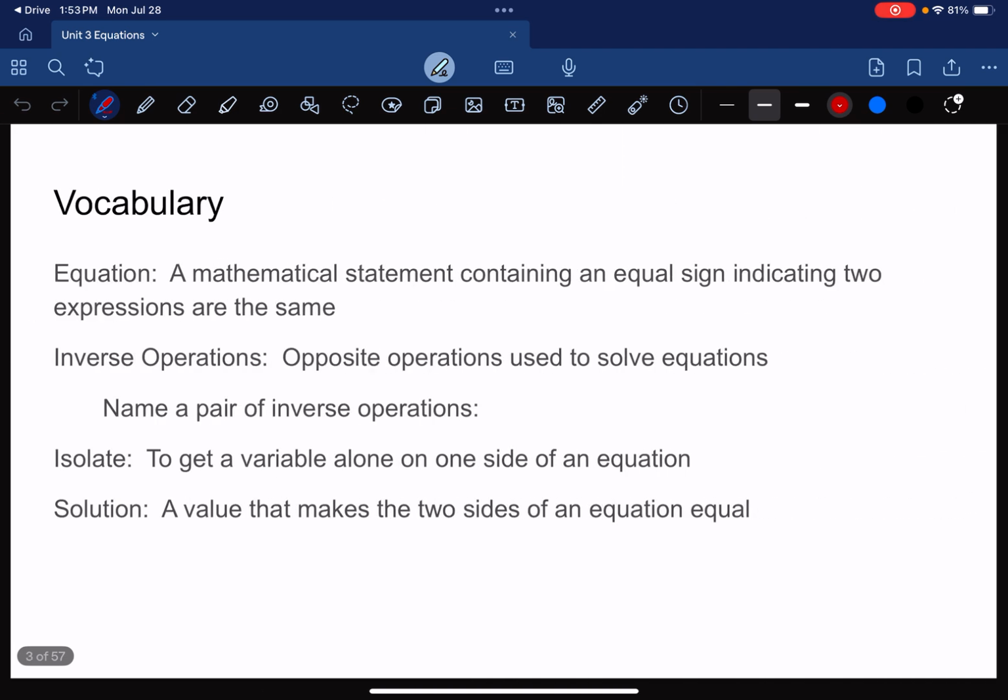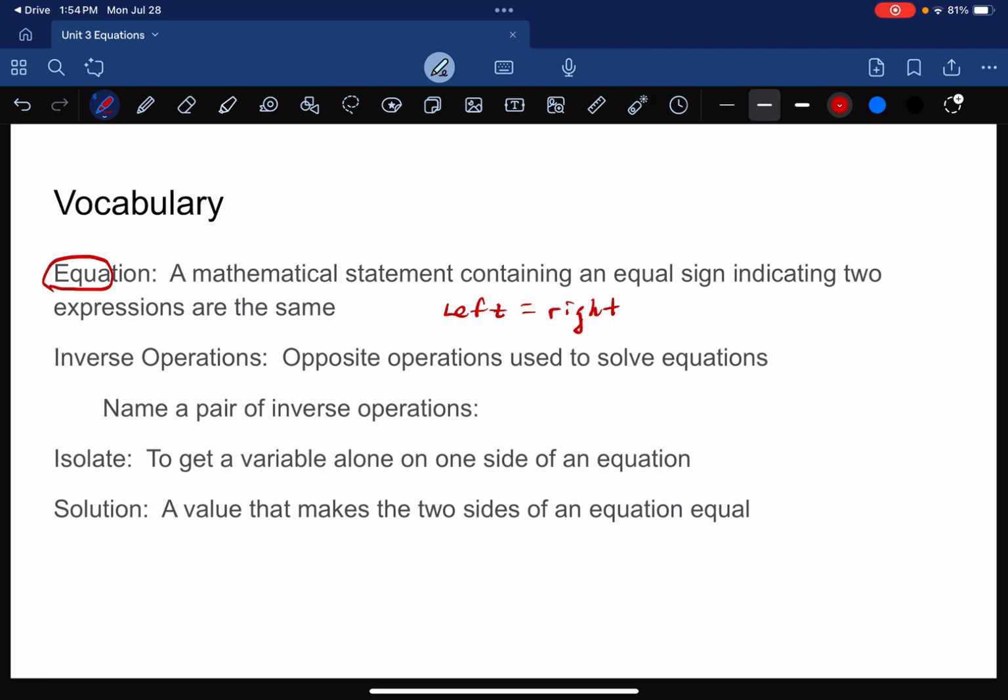Okay, so vocabulary, as we always have, we need to know what we're talking about. When you hear words, it's nice to know what they mean. Otherwise, you probably struggle. So an equation is just a mathematical statement. It's going to have an equal sign in it. It almost has the word equal, it's got "equa", it's just missing the L. It indicates that 2 expressions, the left and the right half, are the same. So, to be very general about an equation, the left side equals the right side. That's what an equation is.